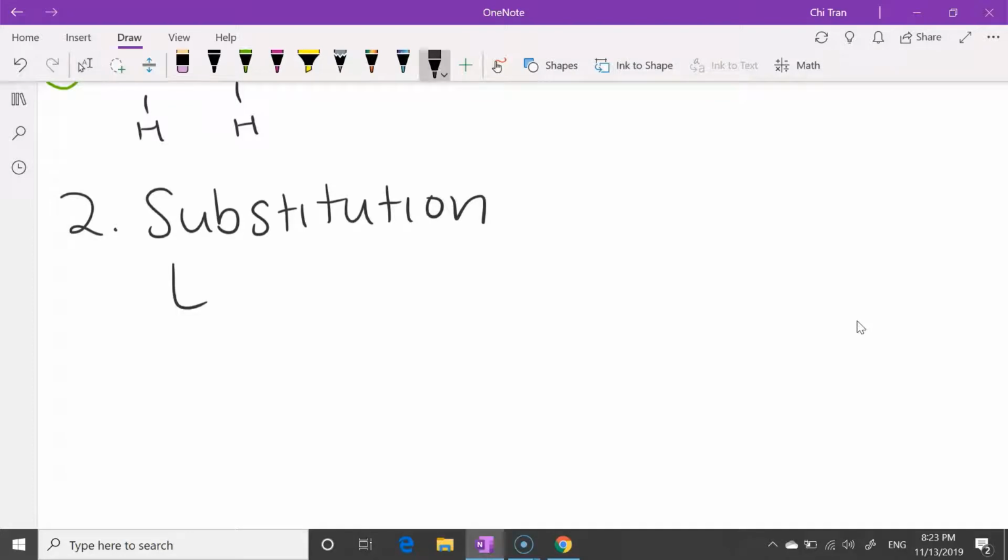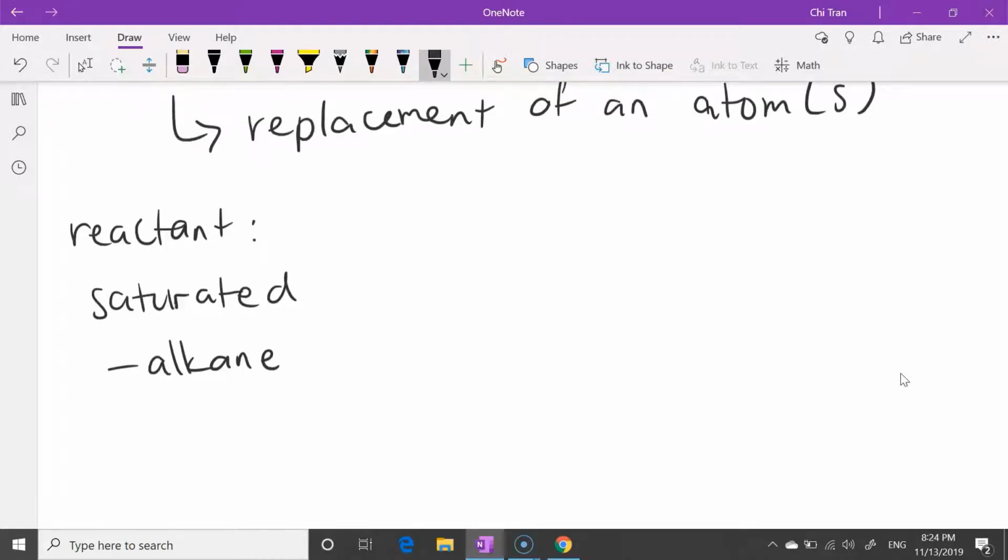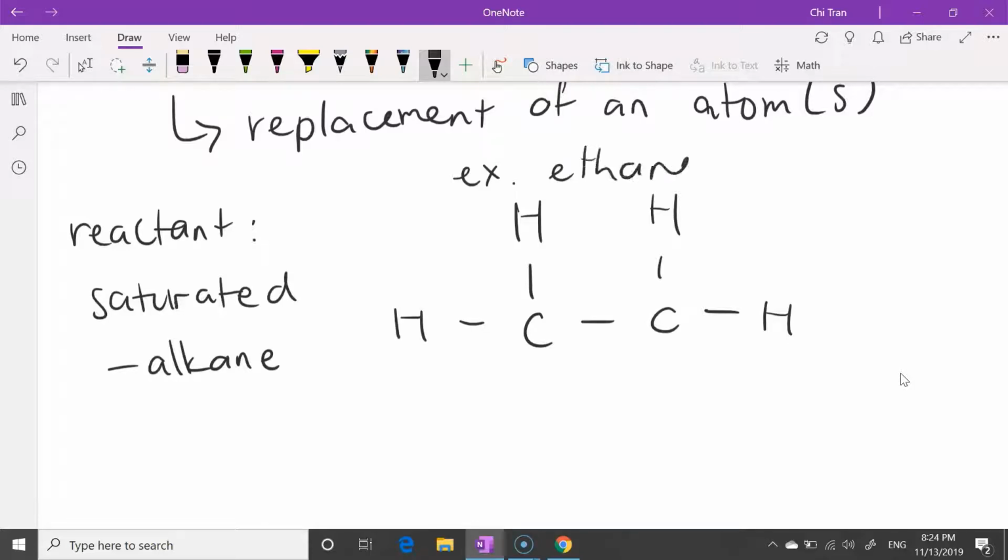Next up is substitution, and from the name it means a replacement of an atom that is already bonded to the molecule. Reactant would be a saturated molecule, so an alkane, because if it's fully saturated, each of the atoms can be replaced, because in the scenario when it's unsaturated, it would prefer the addition reaction.